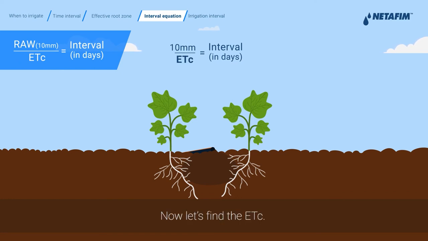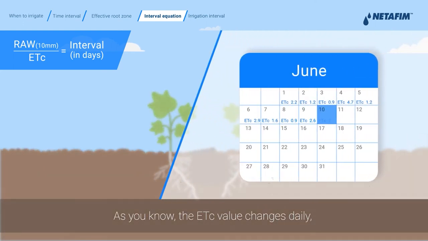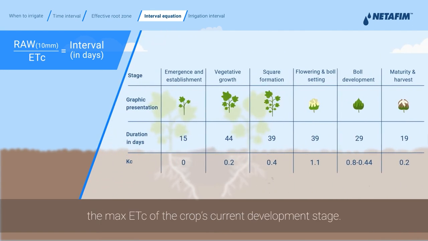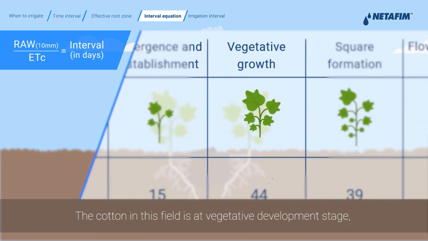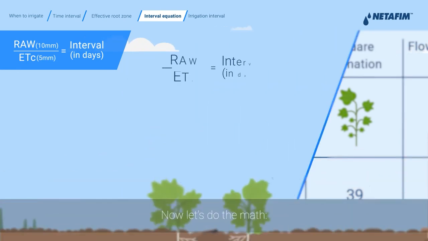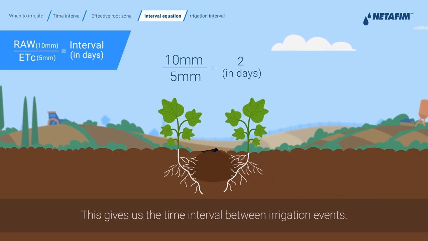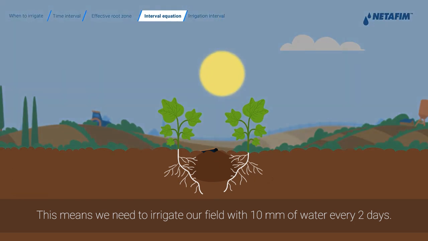Now let's find the ETC. As you know, the ETC value changes daily, so you need to choose either the max ETC of the season, or to be more precise, the max ETC of the crop's current development stage. The cotton in this field is at a vegetative development stage, and the max ETC of this stage is 5 millimeters. We'll use this value for the calculation. Now let's do the math. 10 divided by 5 equals 2. This gives us the time interval between irrigation events. This means we need to irrigate our field with 10 millimeters of water every 2 days.